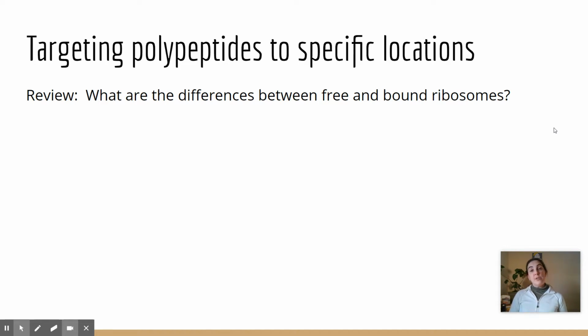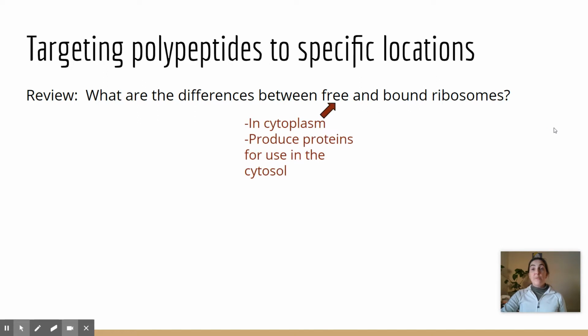When we learned about cell structure, we talked about ribosomes, and we talked about two different types of ribosomes in a cell. There are some that are called free ribosomes and some that are called bound ribosomes. The difference between these two has to do with the location in the cell and also what type of proteins they make. Free ribosomes are the ones that are just floating within the cytosol in the cell. They're not attached to anything. They produce proteins that are mainly for use right within the cytosol.